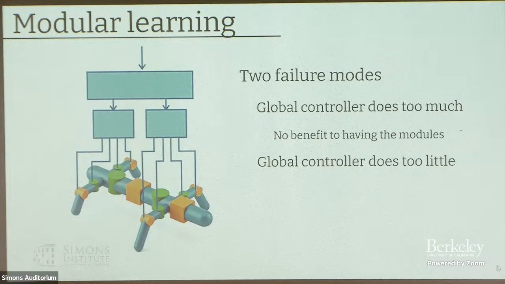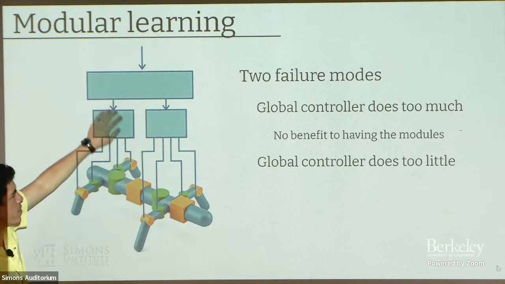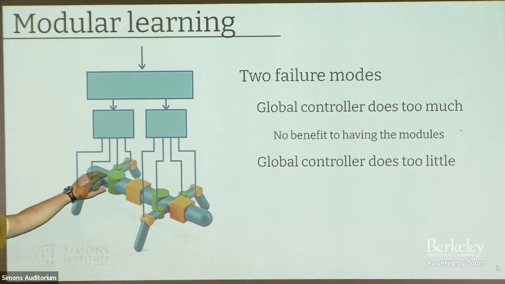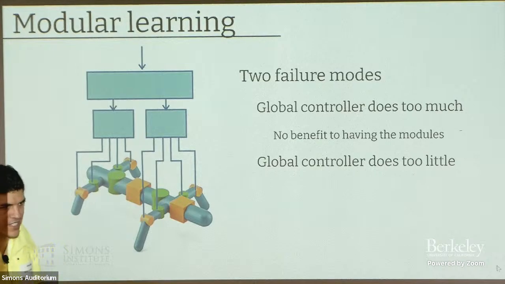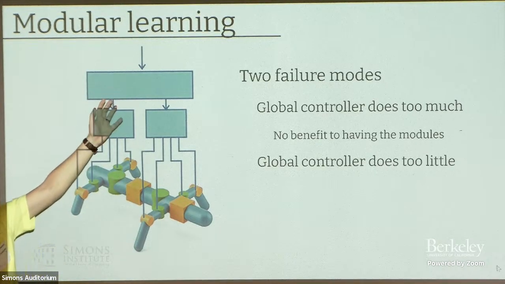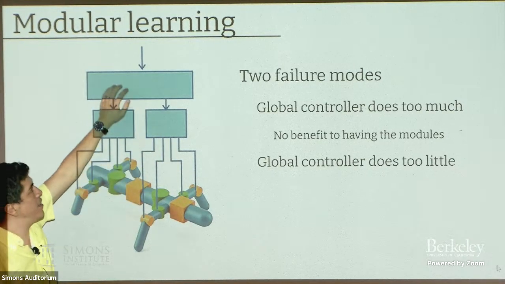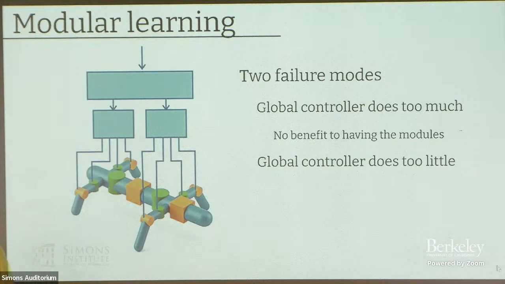You can also have a situation where the global controller does too little, right? These get overfit to a particular task, and they're giving all the commands to these legs, and the main controller isn't actually doing anything, which means when you go to another task, when you have a different robot, retraining this is not actually going to work.